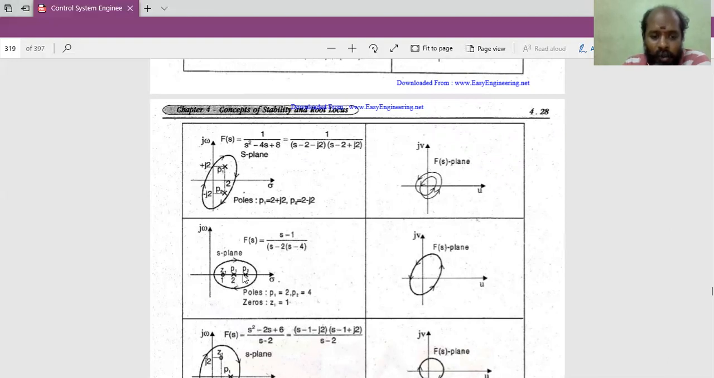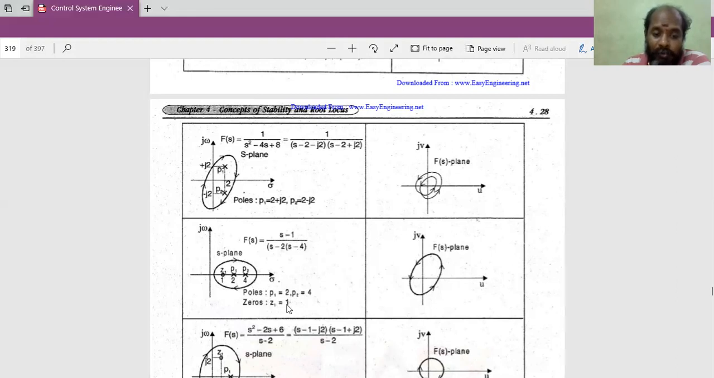Now you can see two poles and a zero: S minus 2, S minus 4 and S minus 1. So two poles and a zero. This is the enclosed region. Now if you map it, it is the number of poles minus the number of zeros. If the number of poles is more, then the encirclement direction will be anti-clockwise. If the number of zeros is more, then the encirclement direction will be clockwise. Now you can see it here. Two poles are there, one zero is there. So the number of poles is more, so the encirclement should be in anti-clockwise.